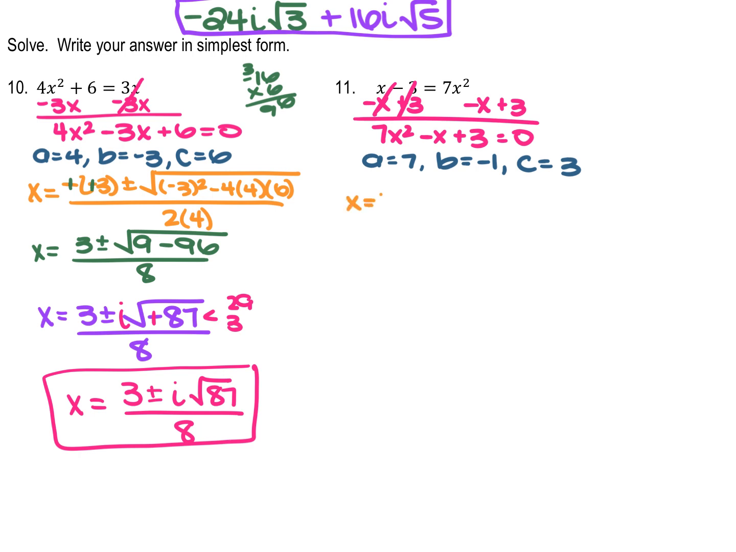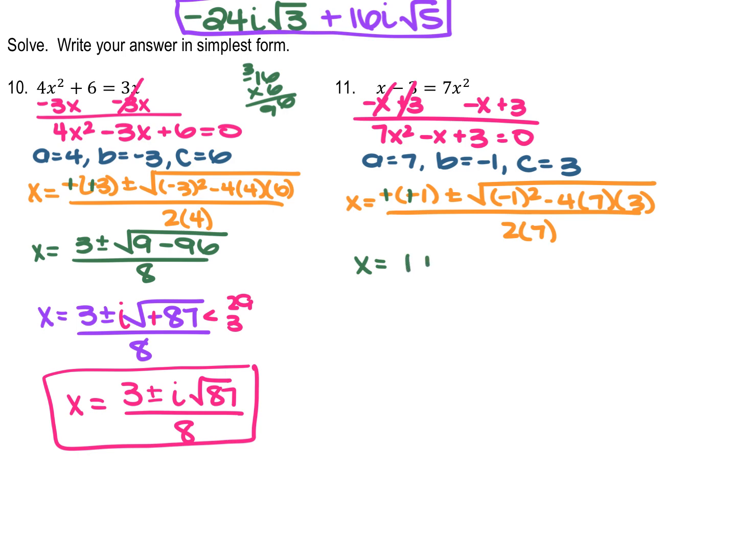Use those 3 terms, plug it into your quadratic formula. You have x is equal to the opposite of -1, plus or minus the square root of -1 squared, minus 4 times 7 times 3. And that's all over 2 times 7. The opposite of -1 is +1, plus or minus the square root of -1 squared is 1. The -4 times 7 is -28. You're multiplying that 28 by 3. The 8 times 3 is 24, 2 times 3 plus 2 is 8, so that's -84. And this is all over 2 times 7, which is 14.